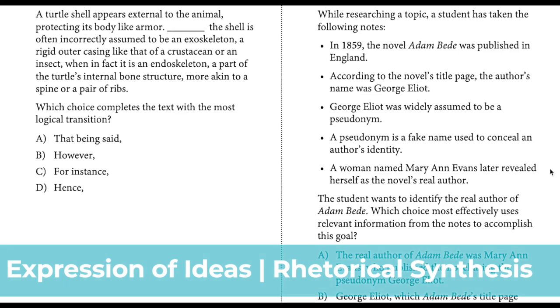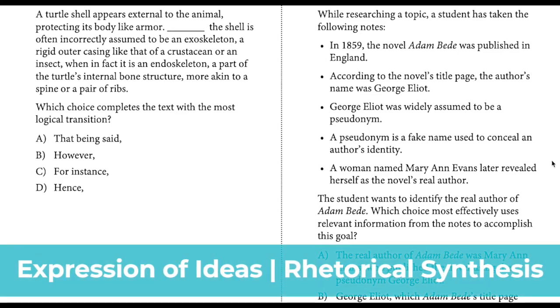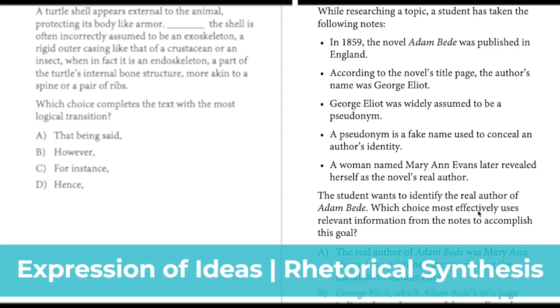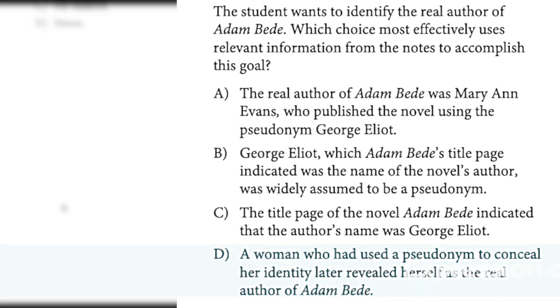All right, finally, rhetorical synthesis. And these are super easy. We are going to ignore the notes, go down, and find what the goal is. The goal is to identify the real author of Adam Bede. Cool. The real author was Marianne Evans. That seems to do it.